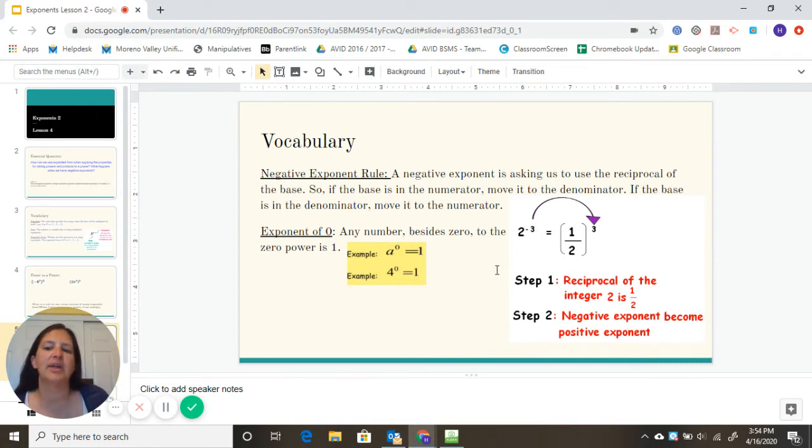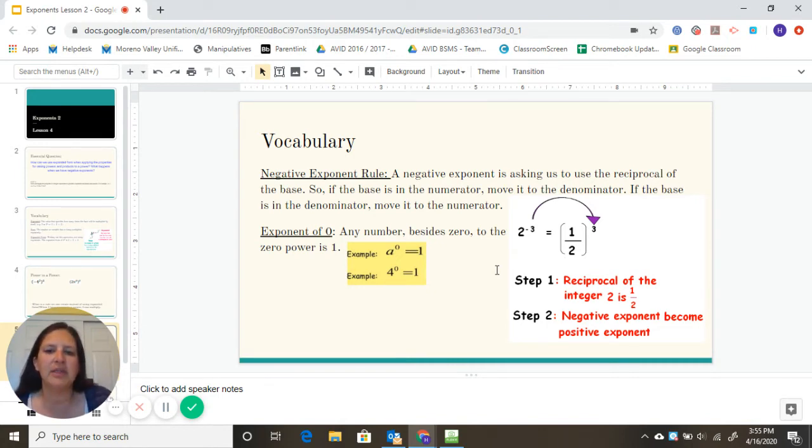Instead of 2 to the third, I have 2 to the negative third. And so here's the rule for that. A negative exponent is asking us to use the reciprocal of the base. So if the base is in the numerator, I move it to the denominator. If it's in the denominator, I move it to the numerator. So instead of it being repeated multiplication for an exponent, a negative exponent is kind of like repeated division. Okay? We're going to look at some problems like that.